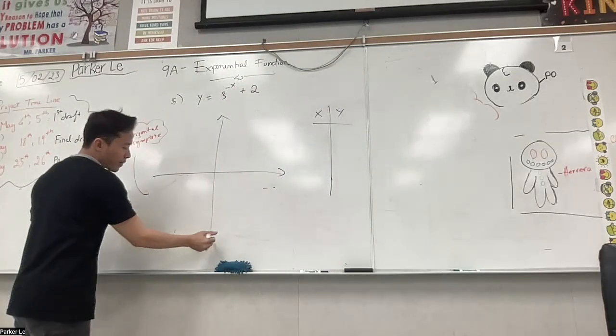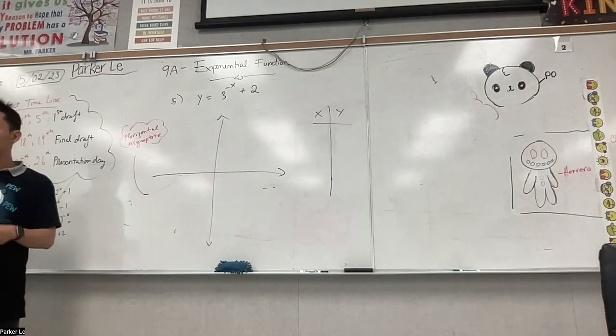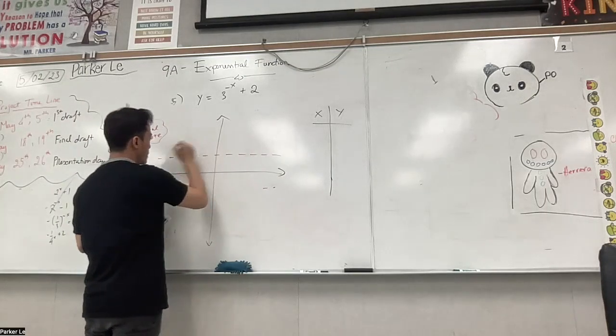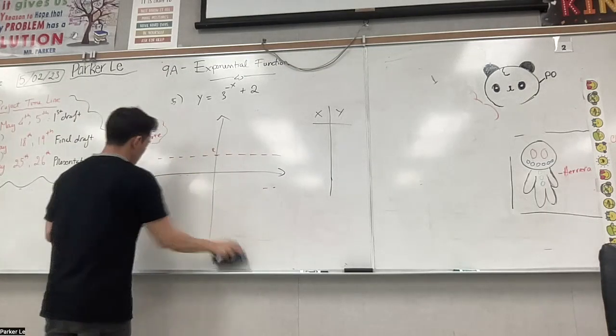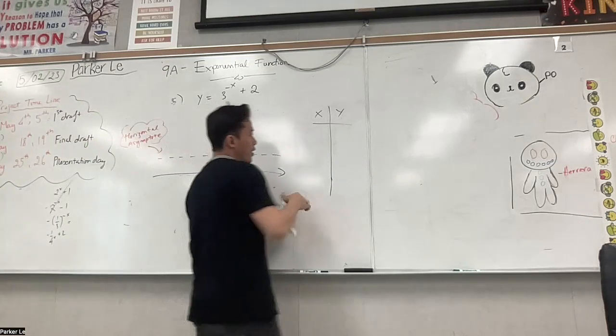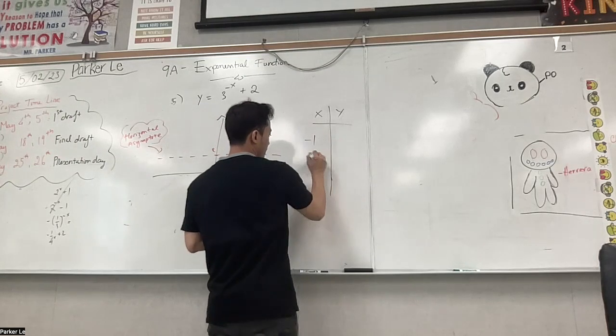All right, can anyone tell me where is the horizontal asymptote? Down to or up to? Up to, very good. It's 2, so this is 2. So this is the horizontal asymptote right here. What are the 3 points? Negative 1, 0, and 1. Right.